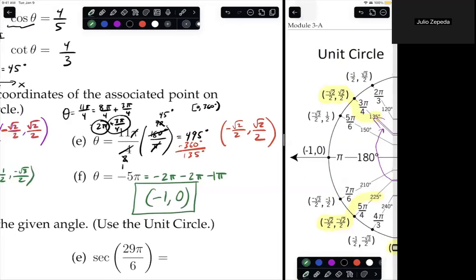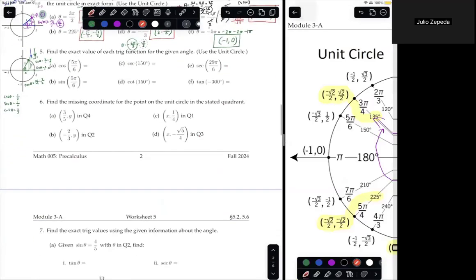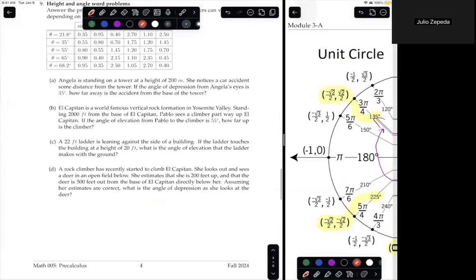I'll box the answers in case it's not clear. Sometimes students get confused as to what the answer is here. It's not really much you got to do. Just have to find it on the unit circle. For some of these, you do have to kind of play around with the angle a little bit and find a coterminal angle, but it's not too complicated. All right. And then we'll do problem number 5 and then stop this video.